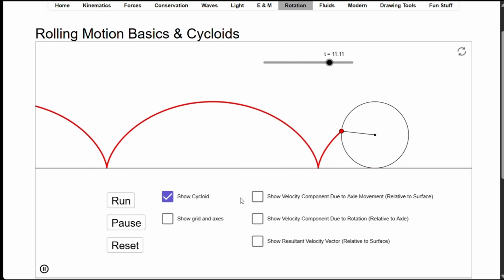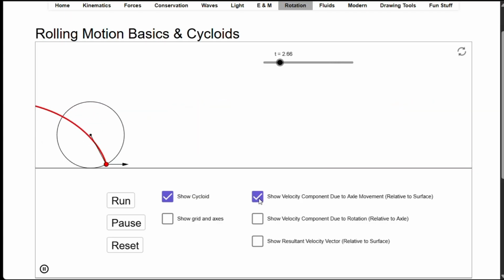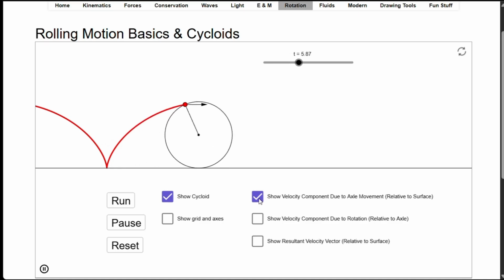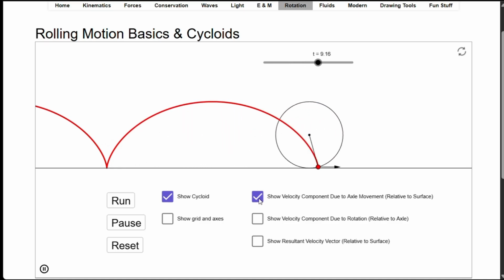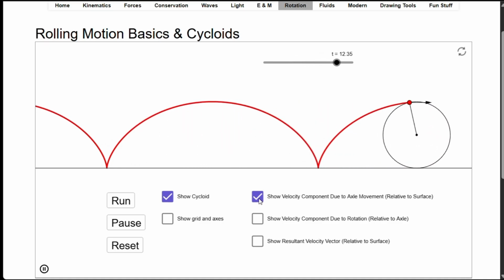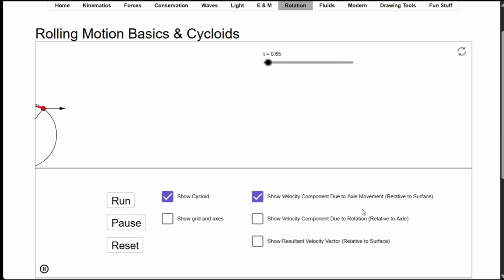Okay, now there are multiple options, as you can see: show velocity component due to axial movement, show velocity component due to rotation, and show resultant velocity vector. I have selected one of them, and which one have I selected? I have selected show velocity component due to axial movement.